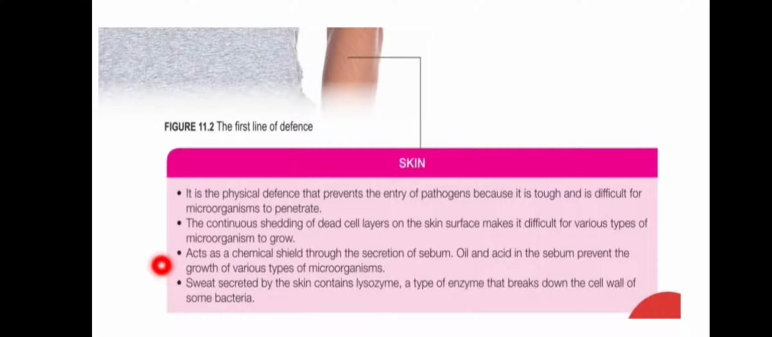Selepas itu kita juga, our skin also secrete a sweat, kan, berpeluh. So our sweat contain lysozyme. So this lysozyme kita sudah sebut tadi, ini adalah sejenis enzim that will break down the cell wall of some bacteria. So ini adalah first line of defense.